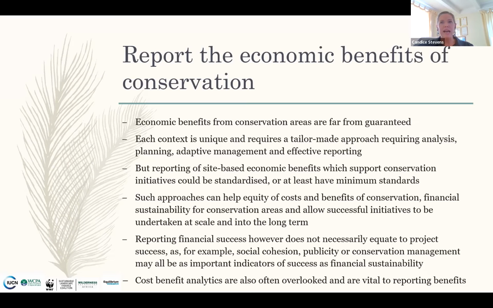So we need to understand how much it is costing us to actually run our protected and conserved areas. And then importantly, when we have interventions in place from a financial or social point of view, we need to understand what the benefits generated from that are, and do the costs outweigh those benefits. We see this in conservation programs, we see it in livelihood development, and we see it even in running finance projects such as carbon projects.